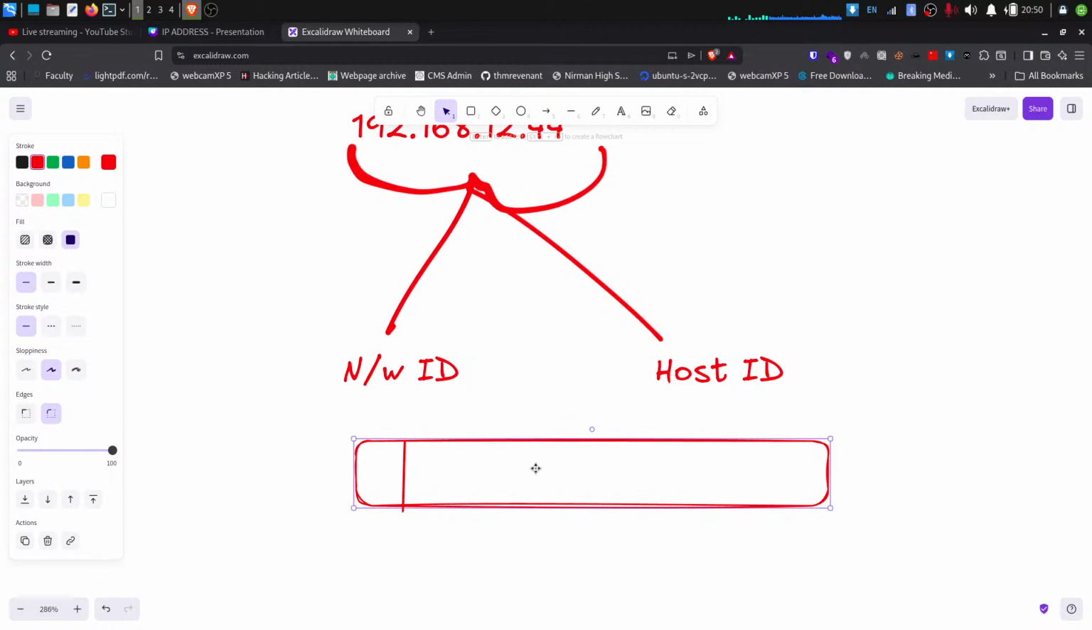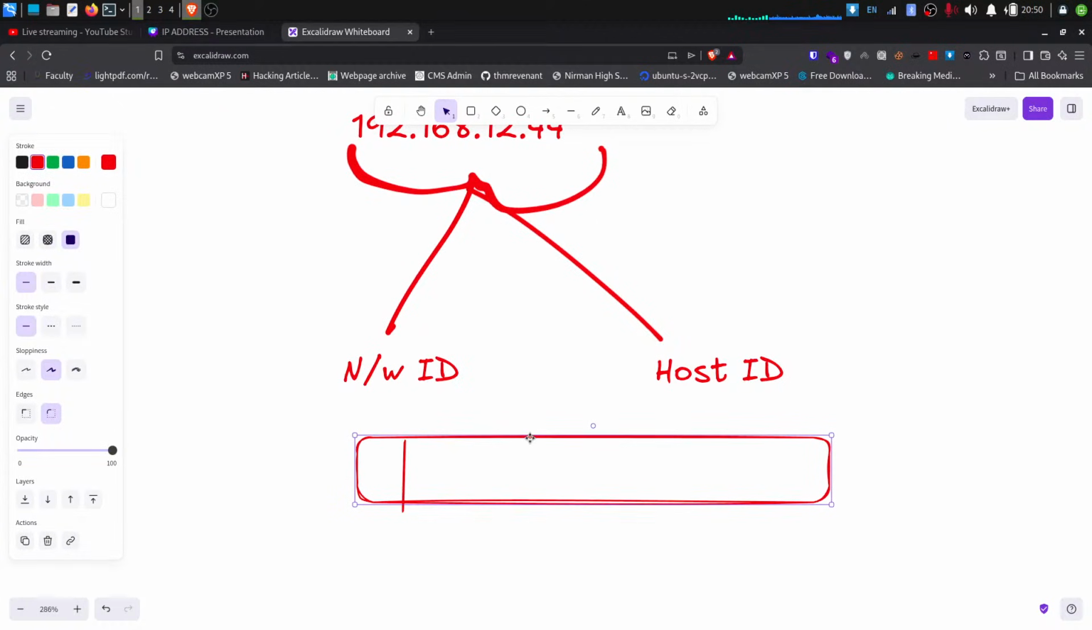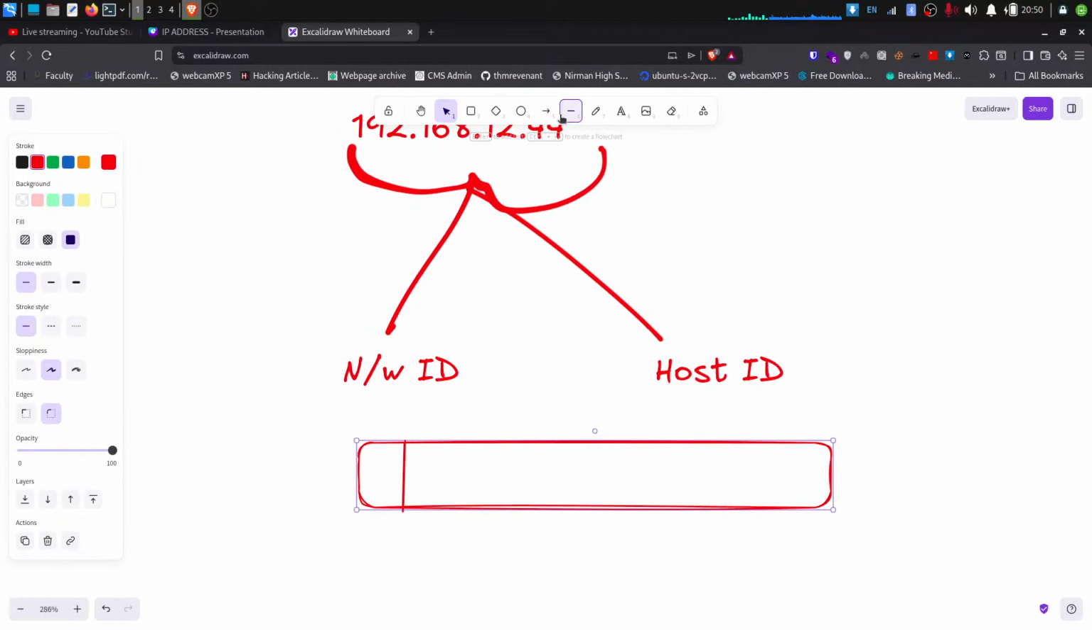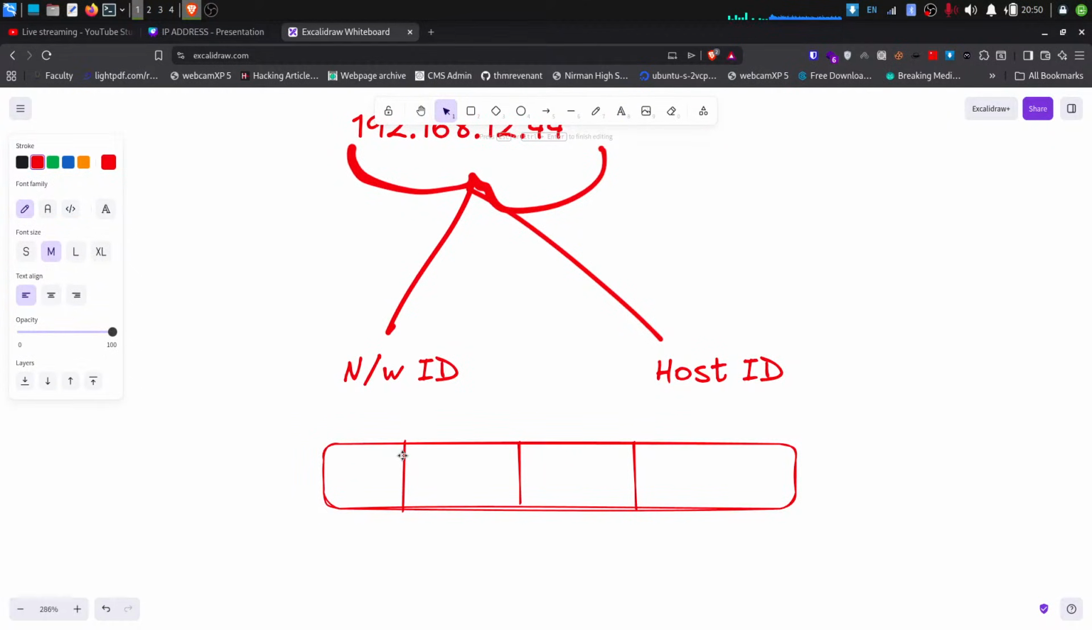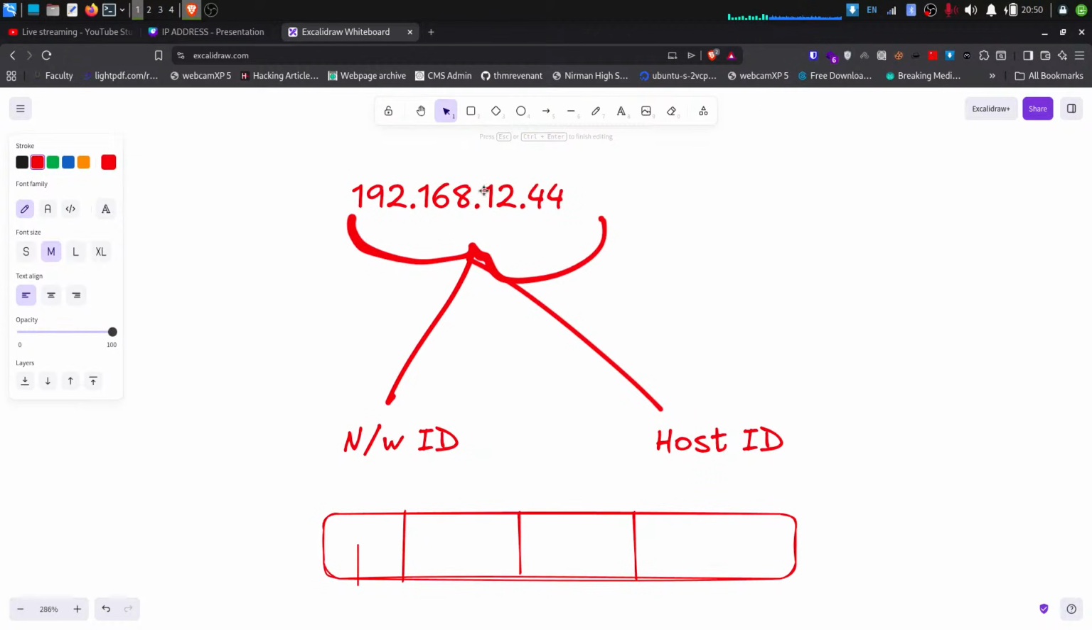Array, one, two, three, and the fourth one. Okay. So, for example, we have a random IP. We have an IP like 192 dot... okay, we will be using the above example here.